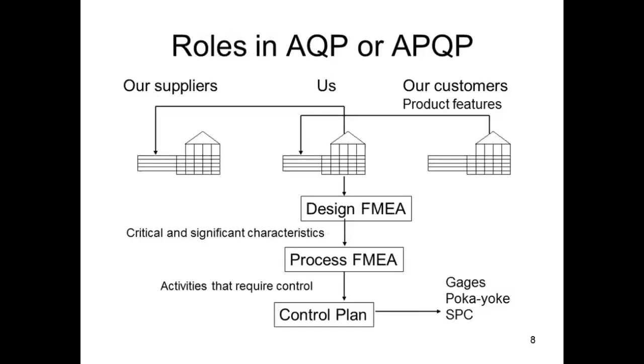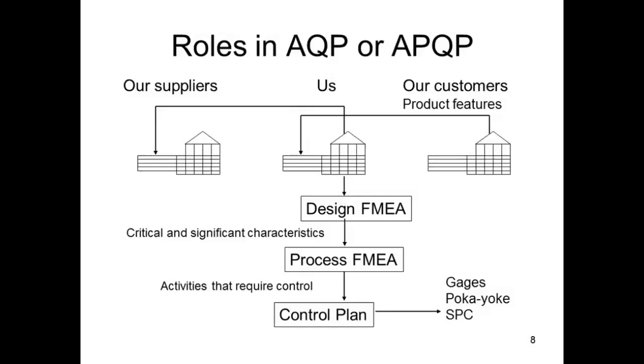The design FMEA gives us critical and significant characteristics, and those must then be addressed by the process FMEA, which is the focus of this presentation. It shows which activities require controls, and that leads us to the control plan, which in turn helps define the gauges, error-proofing device Poka-Yoke is error-proofing, and statistical process control.